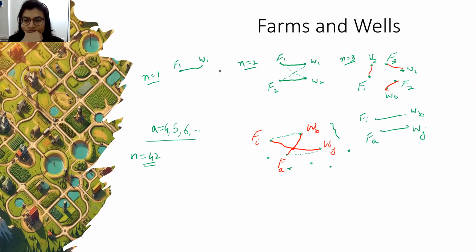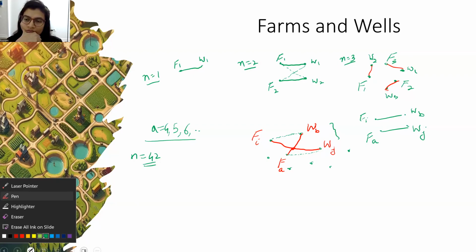But as Shubhajit pointed out, when you correct a crossing, you might create new crossings which were not there earlier. So suppose this farm FI, WJ, FA, WB crossing, which was corrected. You can show that. So maybe in this FI, WB, FA, WJ picture, make one more connection between FK and WL maybe. Yes, that's what I'm going to do.